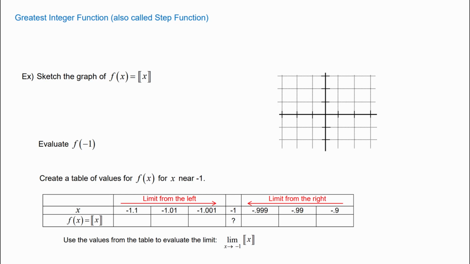The last example, the greatest integer function, also called the step function. Have you seen a function that looks like this, with a bracket with another line inside of a bracket? Let me remind you what the definition is. So f of x equals the greatest integer function of x. In order for x to get out of there, what you need to do is choose the greatest integer less than or equal to x.